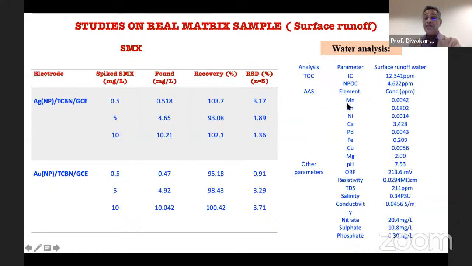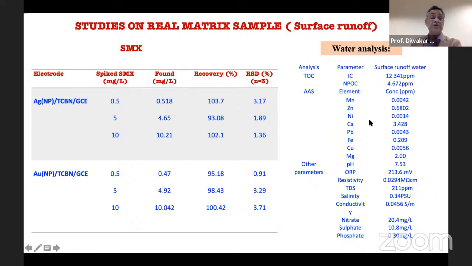Then AAS was used for the different elements. We can see that magnesium was very high, calcium was very high, and a little bit of zinc was there. Like that, we looked at pH and other parameters; nitrate was there, sulfate was there. So these are the parameters that we have analyzed.